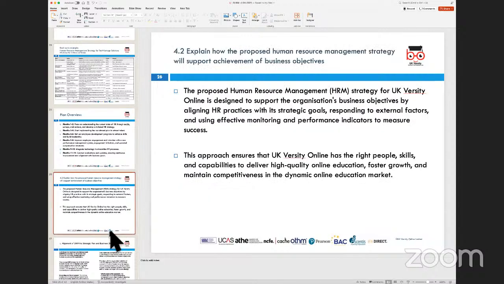Any questions on this? Some parts of this plan are always continuous, right?